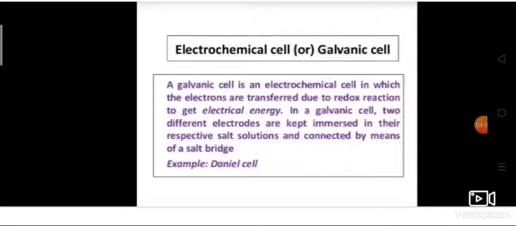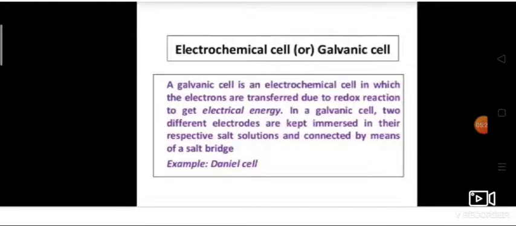Electrolytic cell. What is an electrolytic cell? The cell in which electric current is used for chemical changes to occur, that is, electrical energy is converted into chemical energy. An example is the lead acid storage battery. In the lead acid storage battery, electrical energy is converted into chemical energy. So an electrochemical cell converts chemical energy to electrical energy.